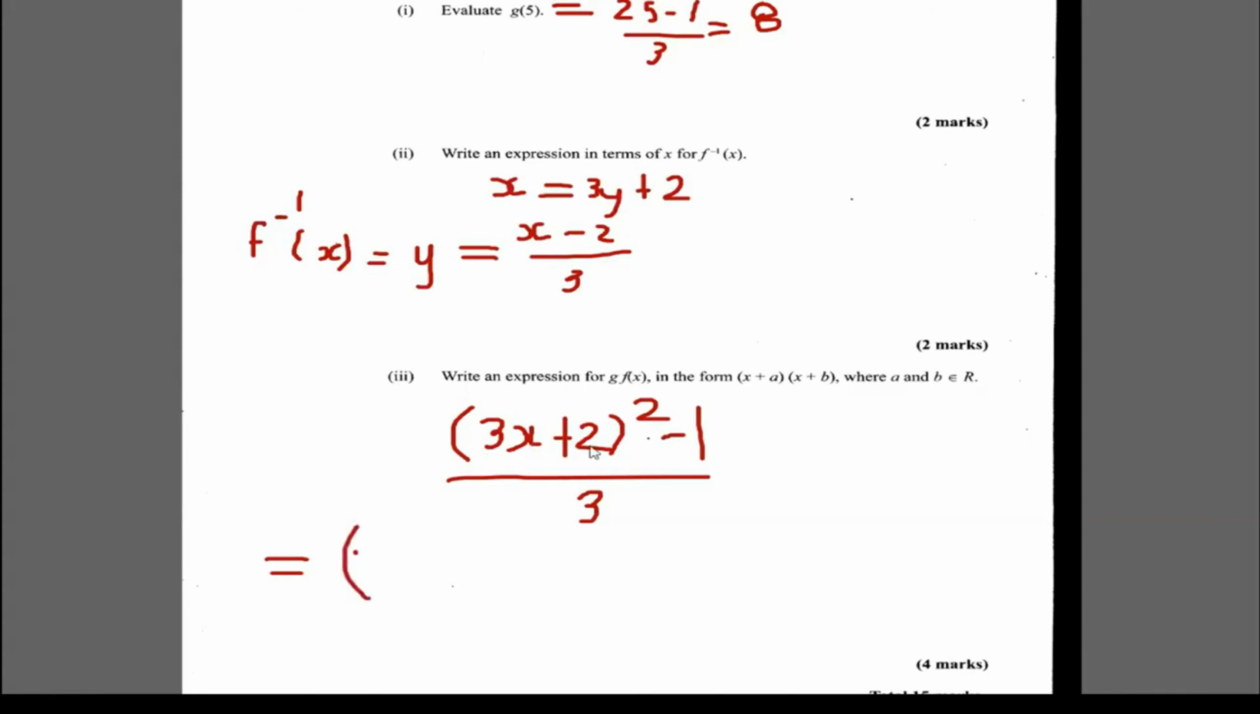Some persons might be able to look at it. For example, some persons can look at 5 plus 4 all squared, and they can just tell that that's 81. But some persons have to break it as 5 plus 4 times 5 plus 4. So don't try to skip the gun. You can take your time and break it down. So taking our time and breaking it down, it is really 3x plus 2 times 3x plus 2, minus 1, divided by 3.